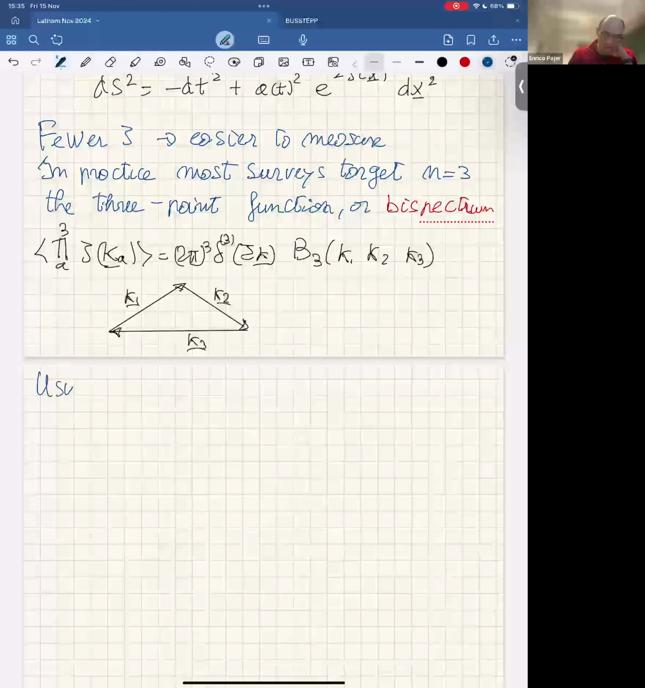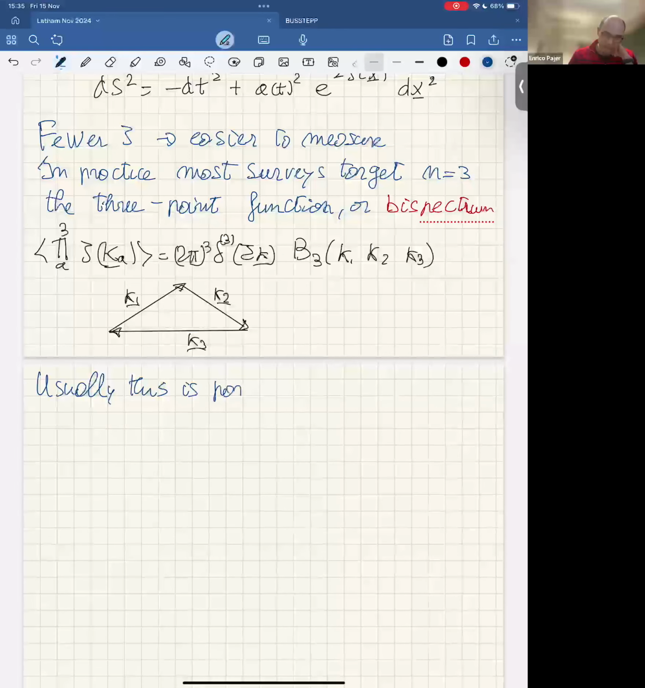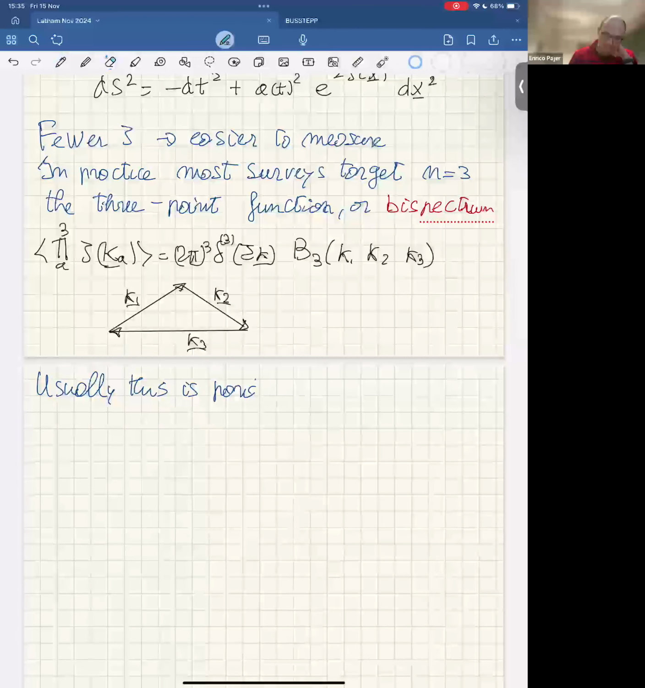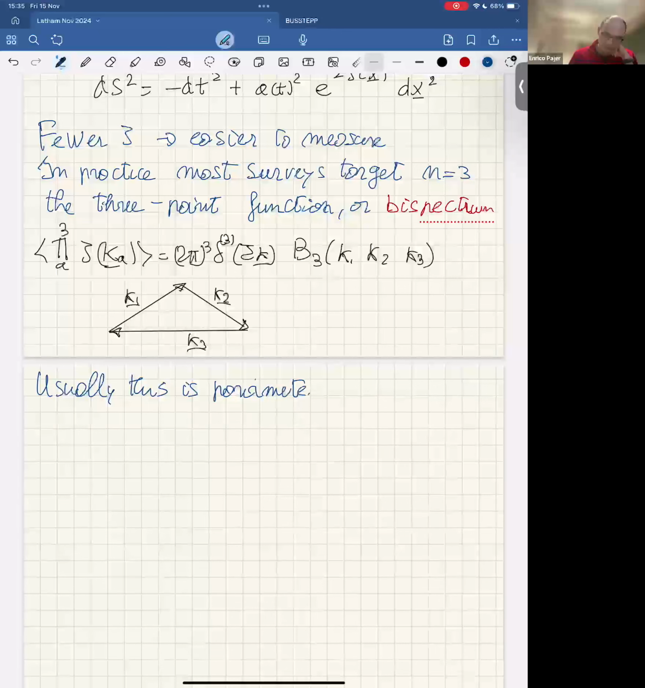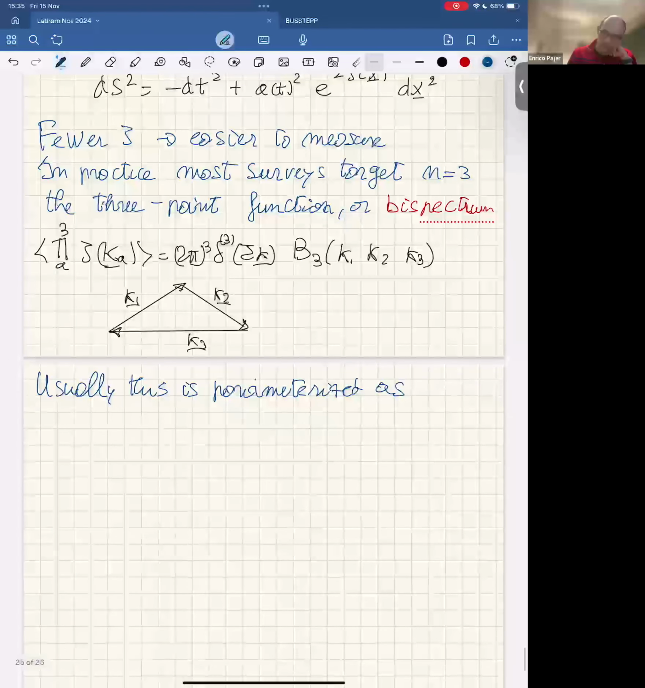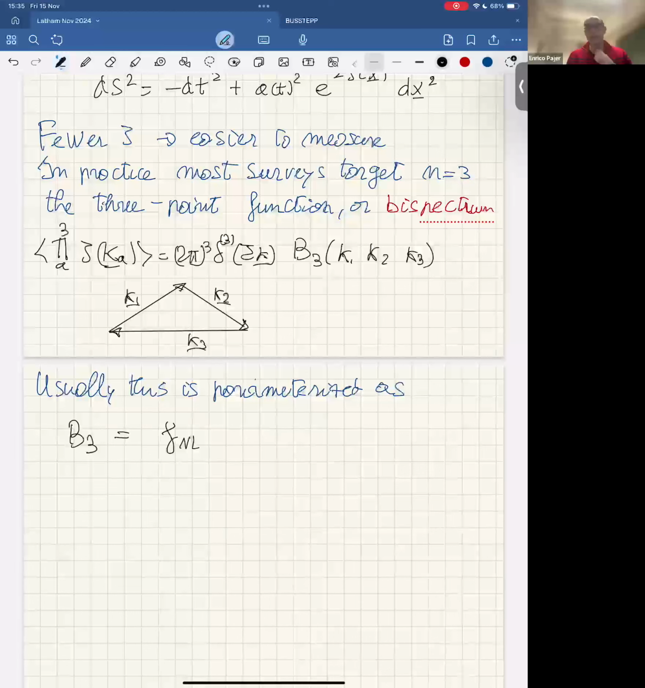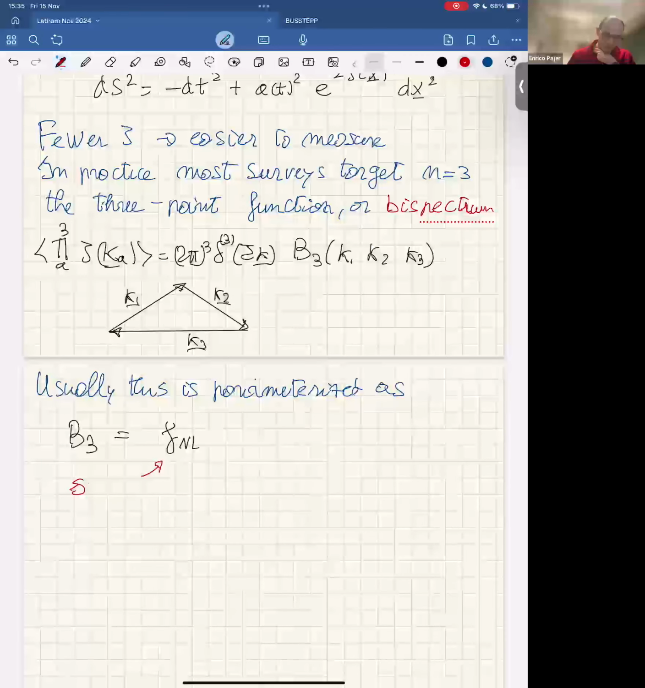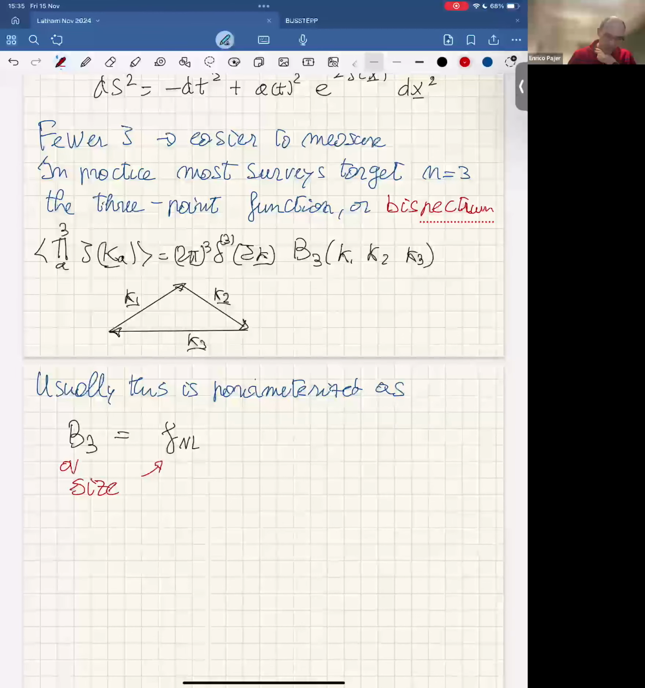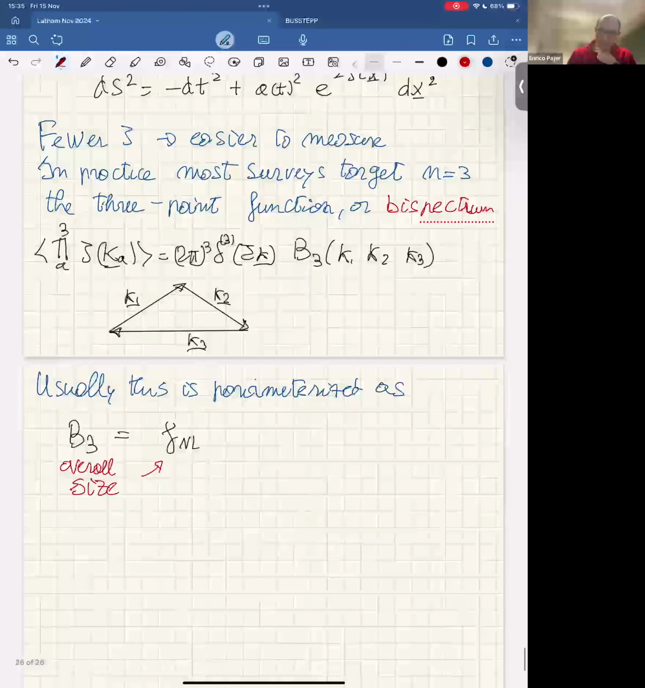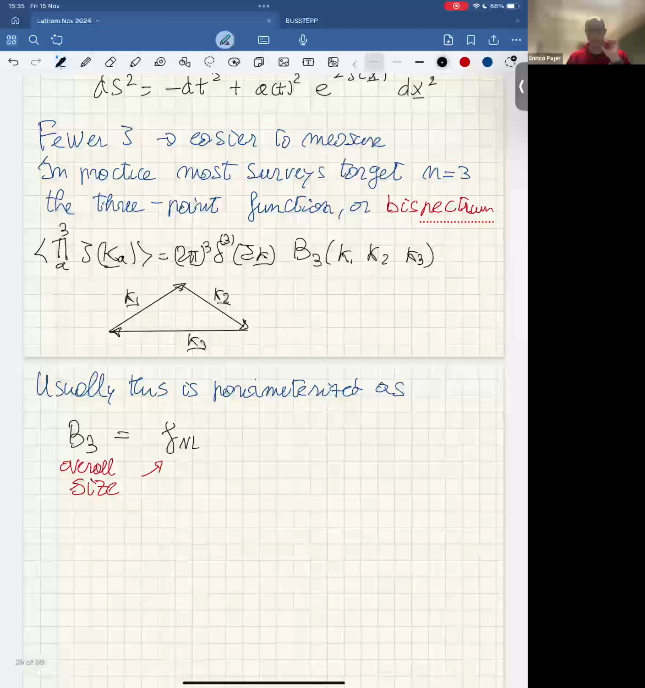So usually this is parameterized as having a shape and a size. So B3 is written as an overall size that is called F_NL, and NL stands for nonlinear. This tells you how big this correlation is. This is the overall size. But then it might depend on K1, K2, K3.